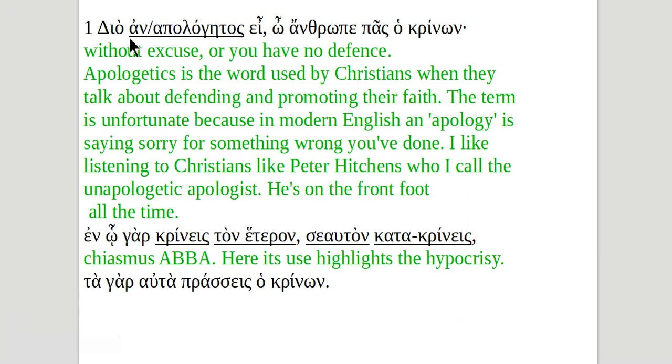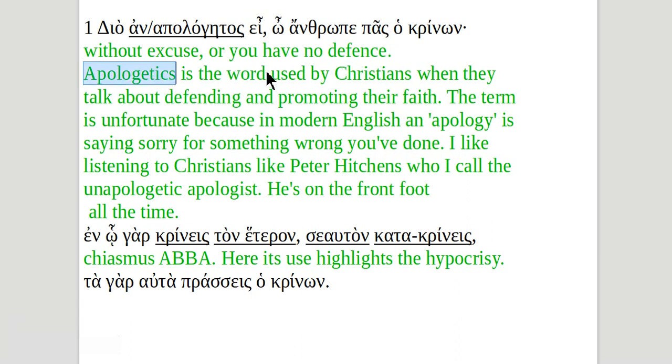So the first word I'm going to look at is anapologetos. The an means not, or in this case without. And so anapologetos means without excuse or without defense. You have no defense. It's really a legal term.